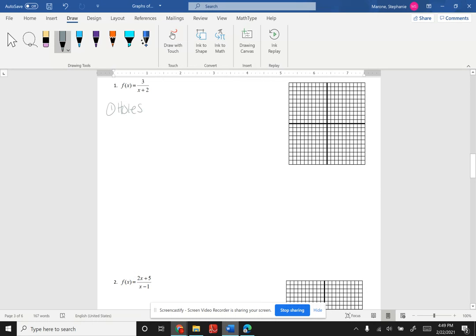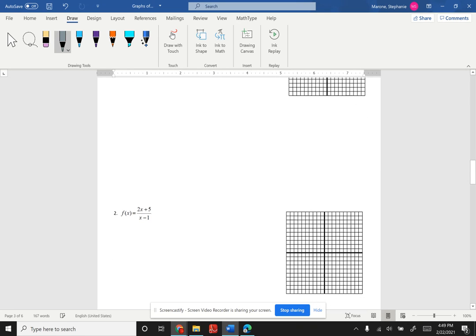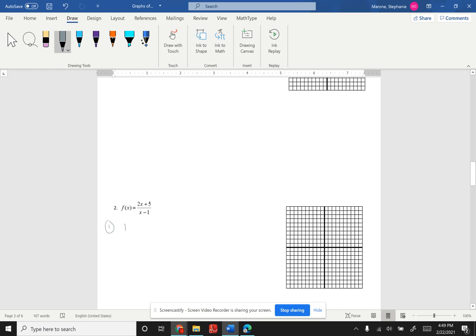So if there's a common factor on the top and the bottom, there's none. Or if there's not a common factor. Same thing for number 2. There's no hole. And I would do this first.